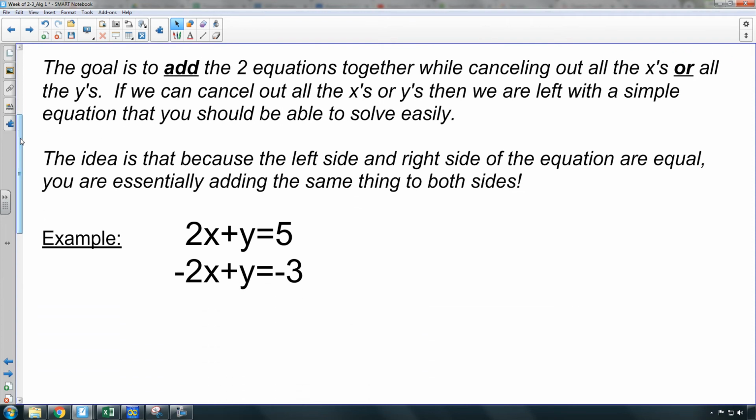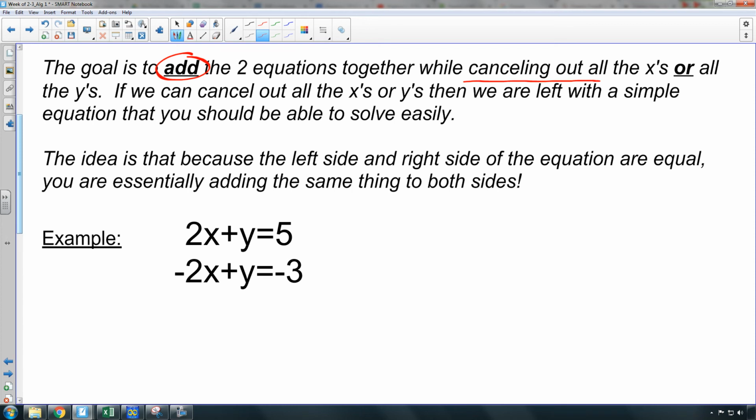So look at the goal, okay? Read the goal. The goal is to add the two equations together while canceling out. These are the important words if you want to circle or underline them: while canceling out the x's or the y's. Canceling out is kind of like eliminating.